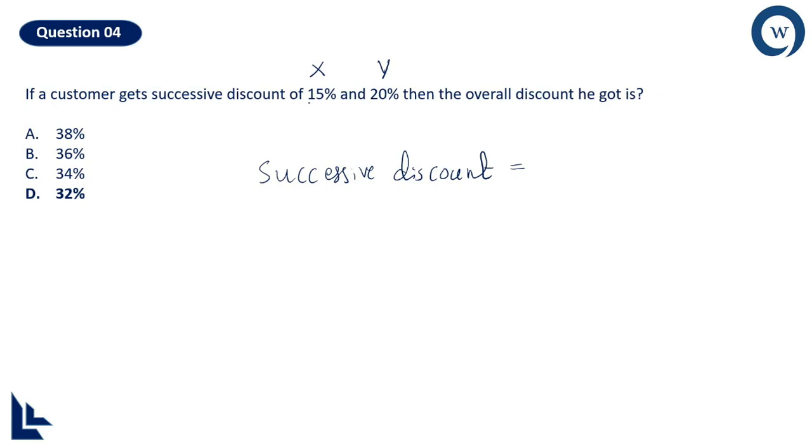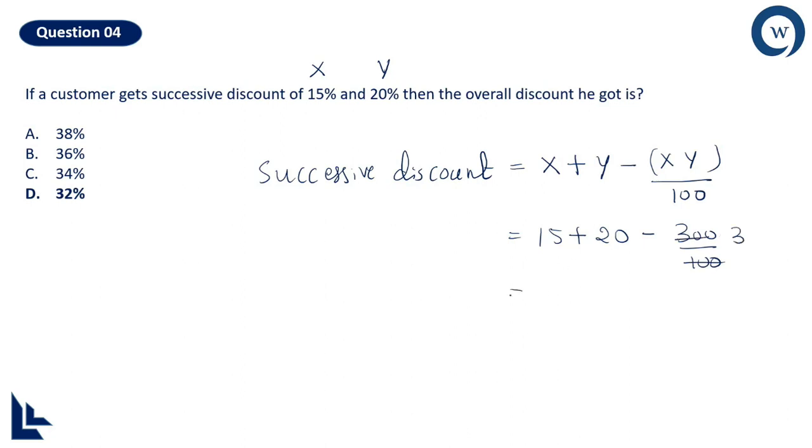Successive discount, if x percentage and y percentage are given, then it can be calculated as x plus y minus x into y divided by 100. Now the substitution: 15 plus 20 minus 20 into 15, which is 300, divided by 100. So this entire value becomes 3. 20 plus 15 is 35. 35 minus 3 will be 32%, and that's the answer to this question.